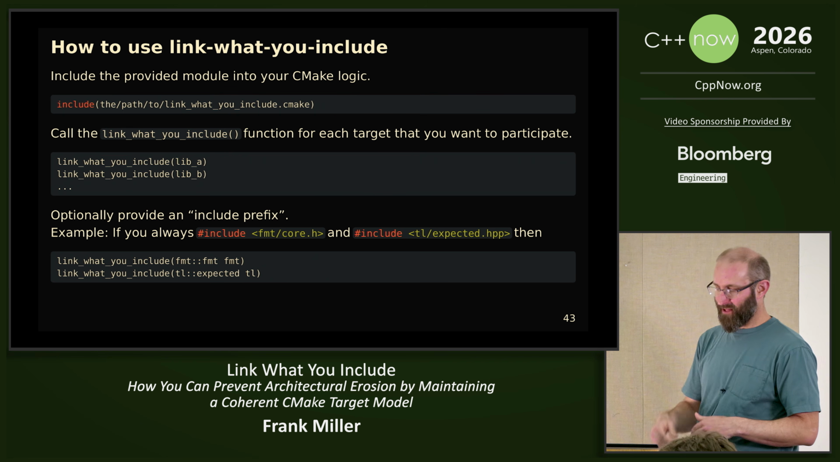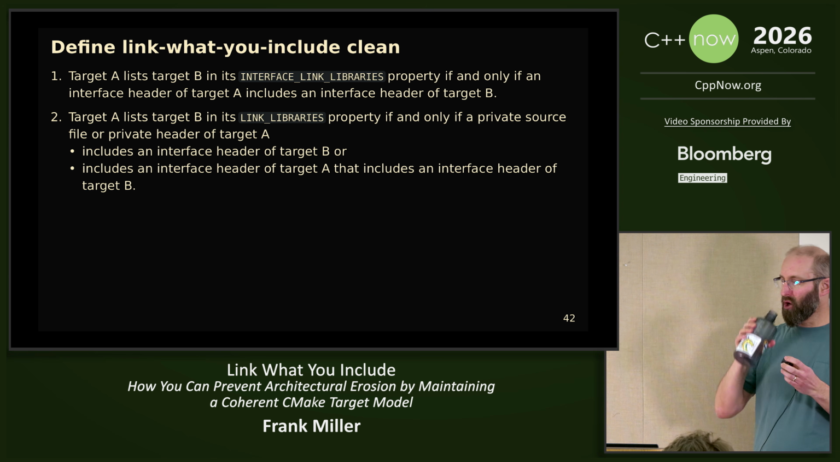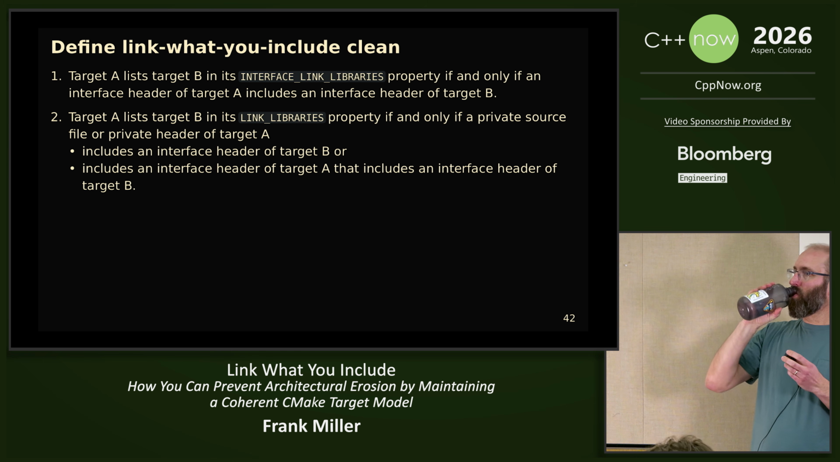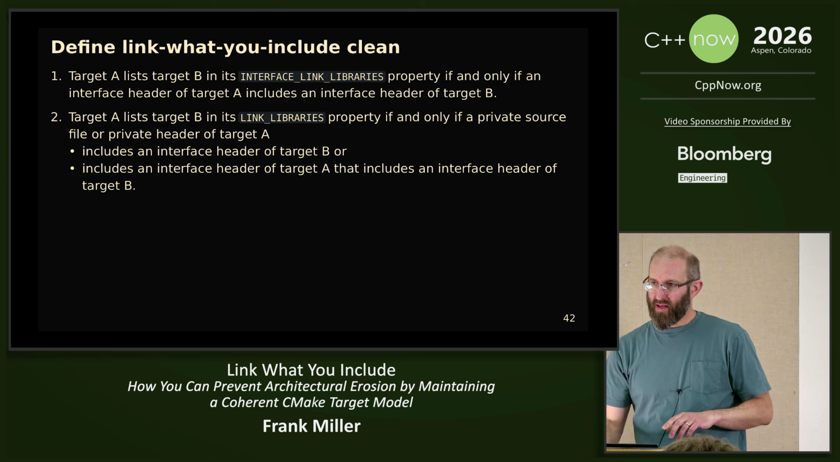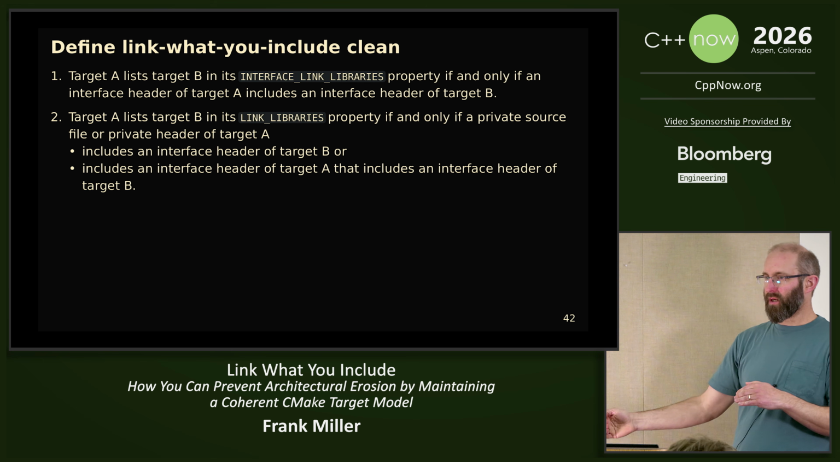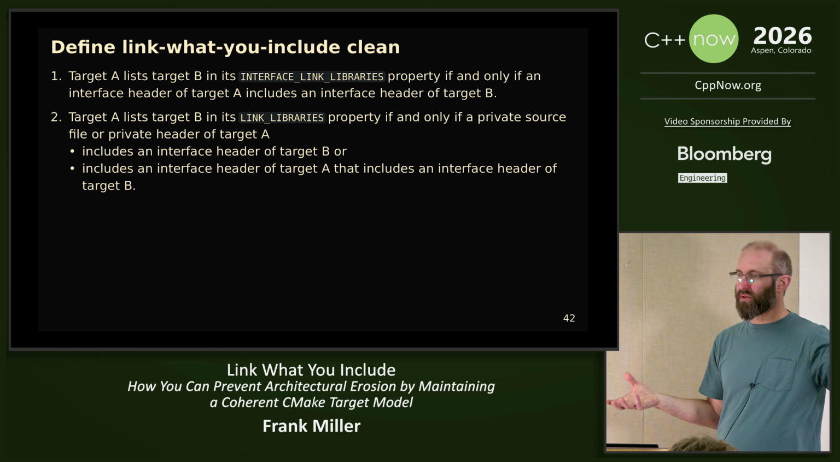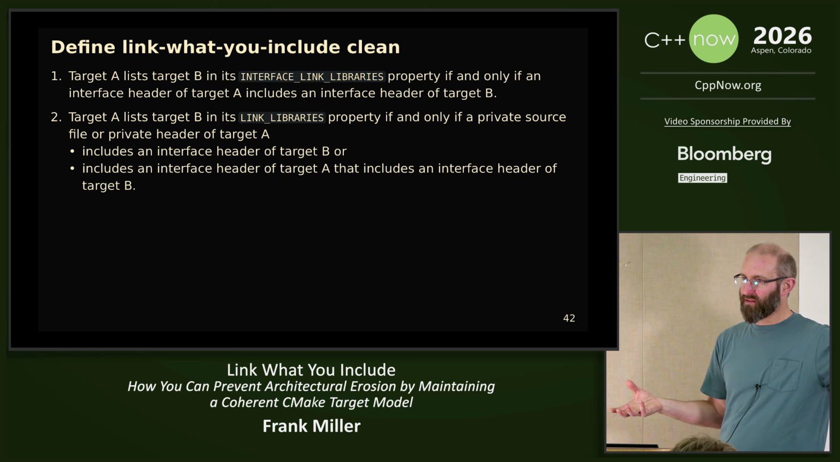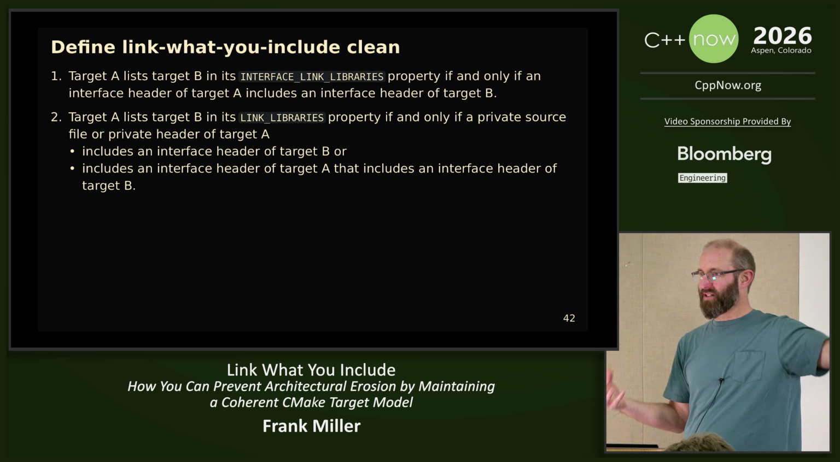Can you go back? I just want to parse that second point. Sure. It includes an interface header of target A that includes an interface header of target B. So that means if we're building a private source file, and it includes an interface header, which includes the dependency, we need to have that dependency as private. Okay. Yes.